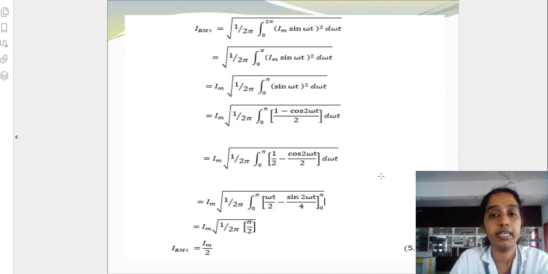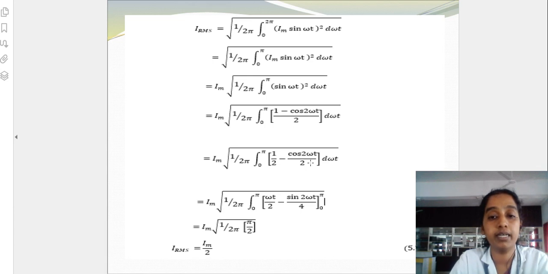Substituting the value of IL, the load current is Im sin omega t, whole square. We know that we only have values from 0 to pi. Taking Im square outside, what is sine square? It is (1 minus cos 2 theta) by 2. Hence we get 1 by 2 minus cos 2 omega t by 2.